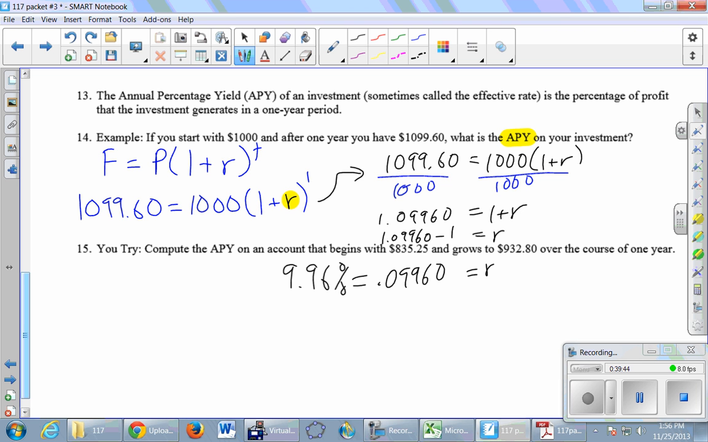Okay, questions on this one? So we used our annual formula because it was an annual question, right? So if you're going to try to find APY, use that formula right there. The value of T is always going to be 1. It's an annual thing you're trying to find. All right, let's go to 15. Jake?